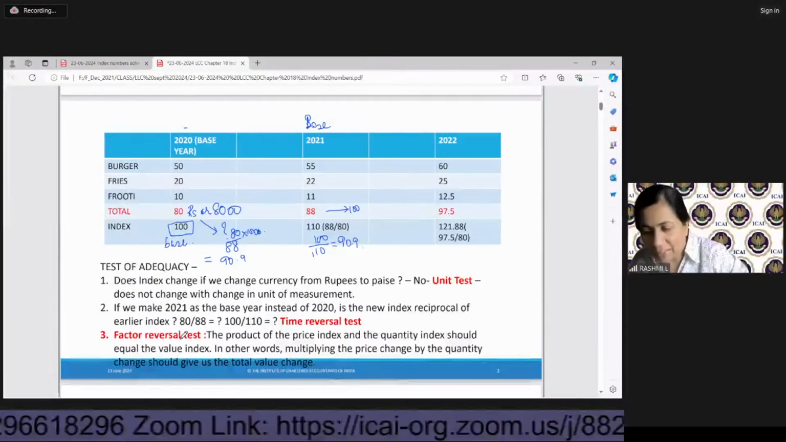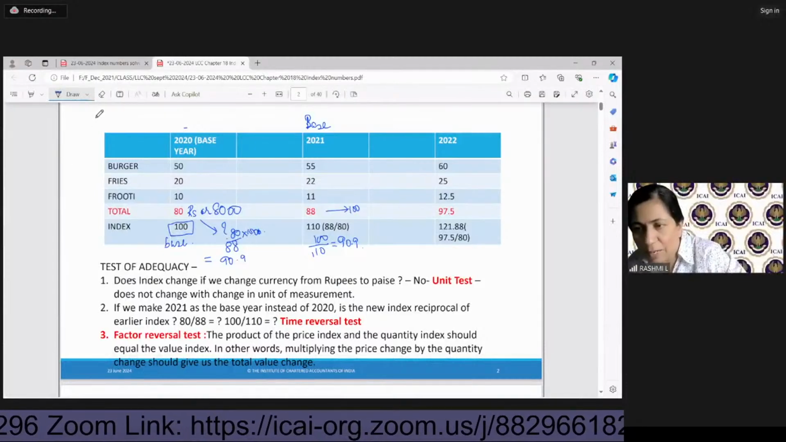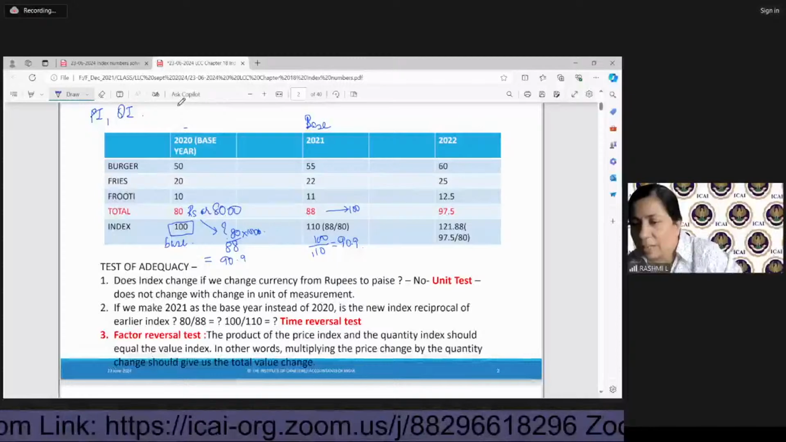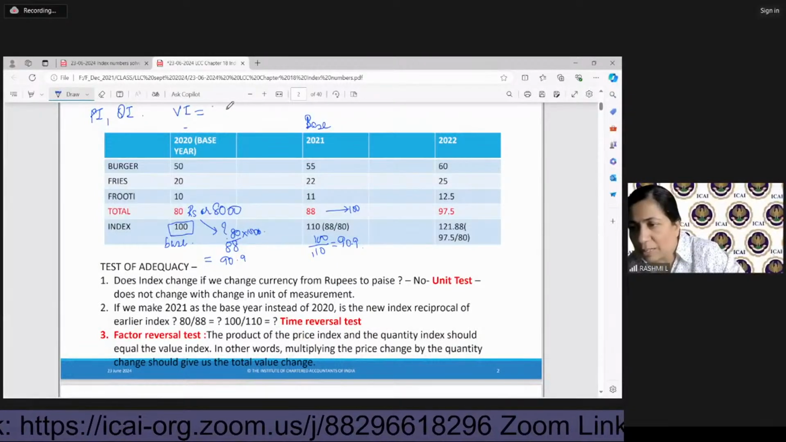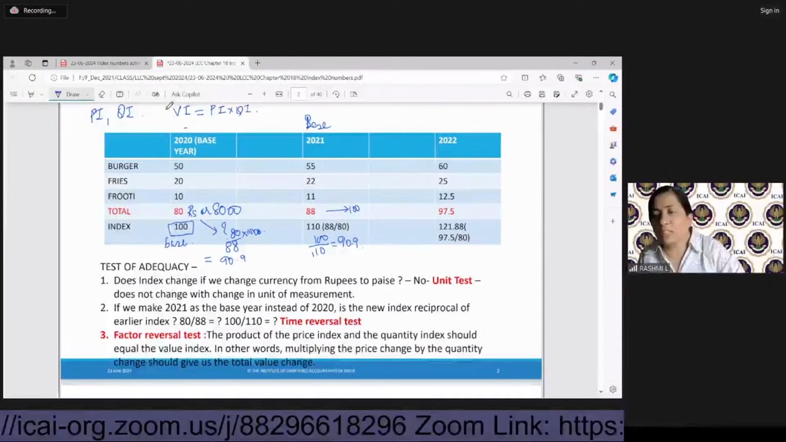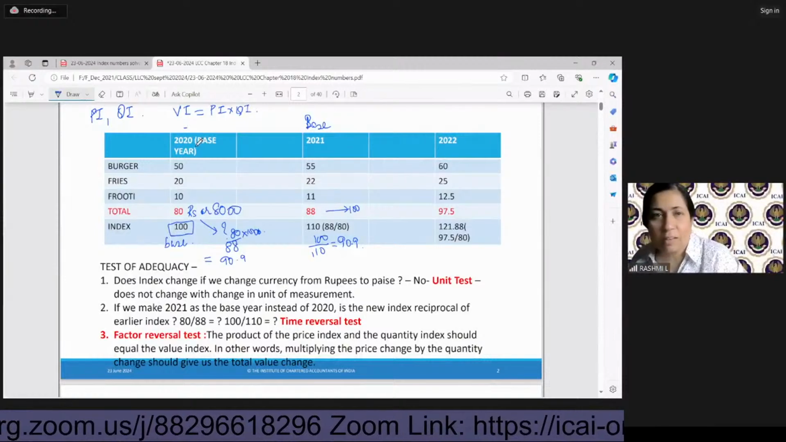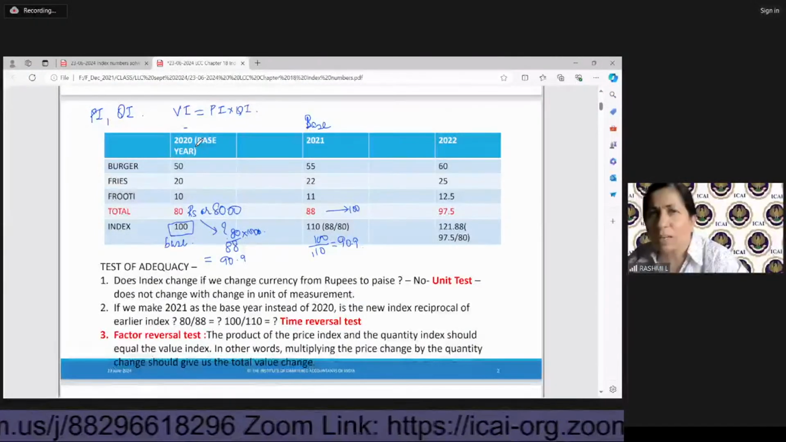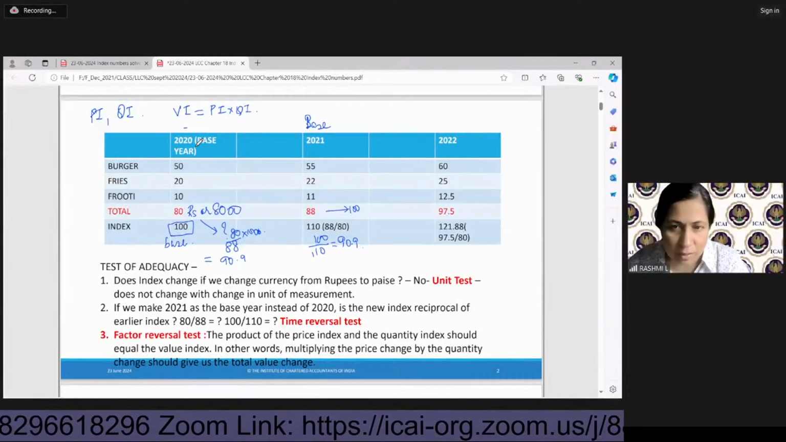And then the factor reversal test simply means that if I have a price index and a quantity index, and I have a value index, this value index will be equal to price index into quantity index. So change in the price into change in the quantity will give me the change in value. This is the simplest way in which we are going to deal with index numbers.